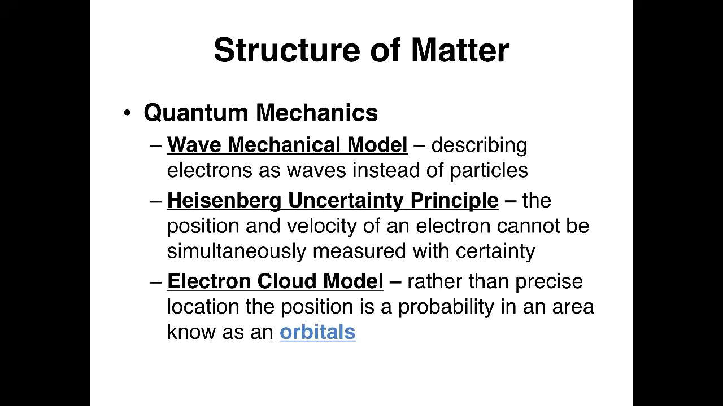Now, we showed in the previous slide electrons sort of dancing around the outside of the nucleus like a moon around a planet. And it's not really exactly like that. What's probably more precise is this electron cloud, which is, rather than a precise location for the electron, you have to talk about an area where the electron might be hanging out. And that incorporates this uncertainty principle that Heisenberg described. And these areas where electrons might be hanging out are called orbitals.